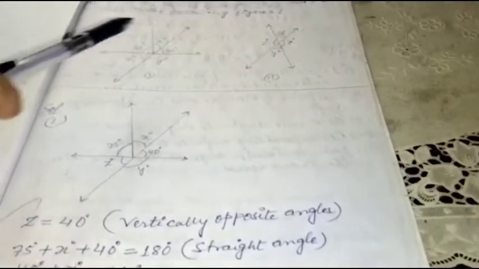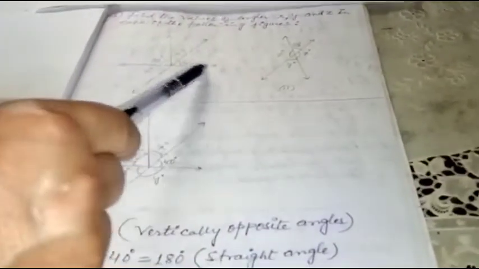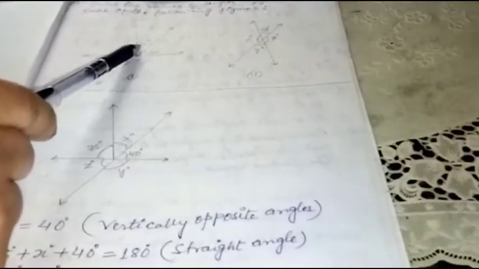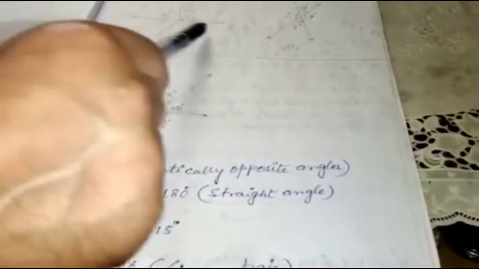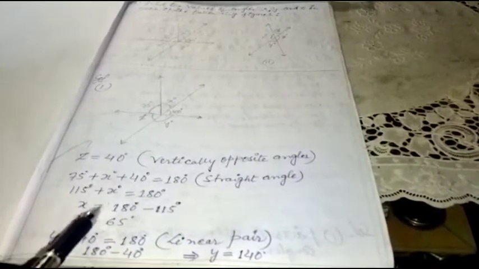To find out the value of x, it's very easy. This is a straight line. We have angle 75 degrees plus x degrees plus 40 degrees equal to 180, because this is a straight line. Adding these two, 75 plus 40 is 115 degrees, plus x degrees equal to 180. 115 will be transposed to the right hand side and become minus 115 degrees. So x is equal to 180 minus 115, 65 degrees. Therefore the value of x is found as 65.